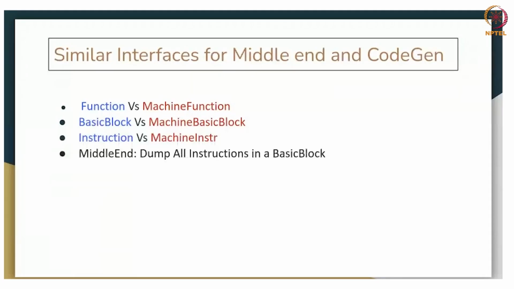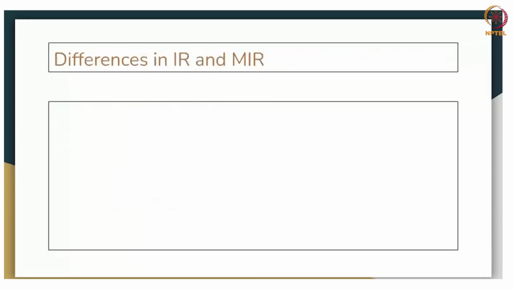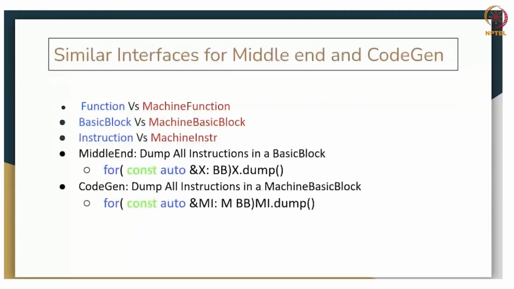To dump all instructions in a basic block, something like this can be done, where BB is a basic block, then you iterate over each instruction and dump it. You can do something similar to dump all instructions in a machine basic block. Sorry, there's a typo, there's a space here that should not be there; MBB is the variable, then MI.dump. So there are some similarities between writing a backend pass and a middle end pass.